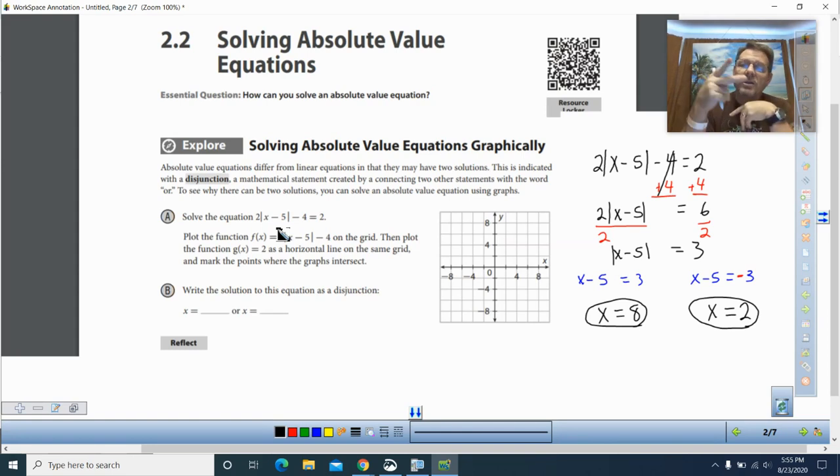So now let's try 2. Let's plug in 2. So 2 minus 5 gives me negative 3, right? But what is the absolute value of negative 3? Positive 3. Then 2 times 3 would be 6. And again, 6 minus 4 is 2. So two different answers there.